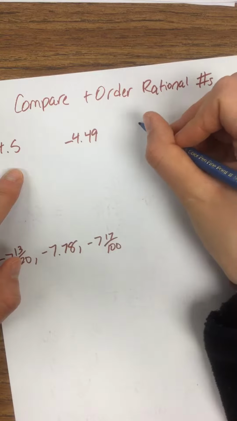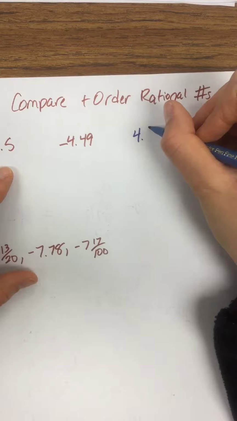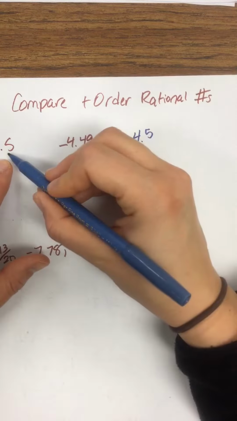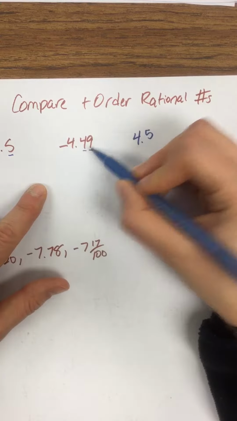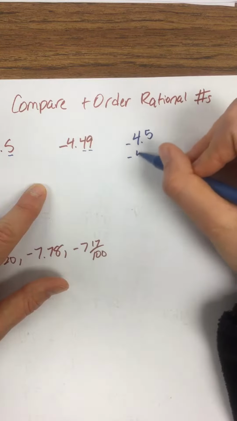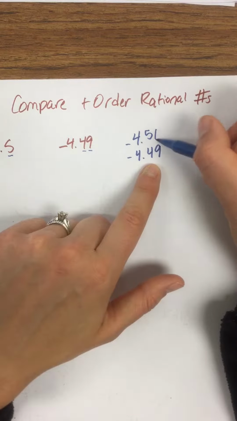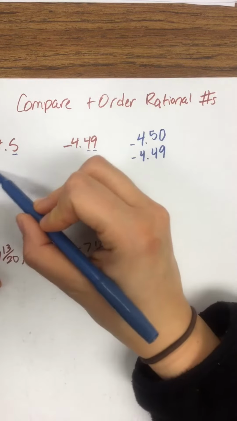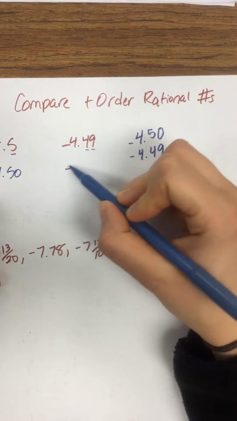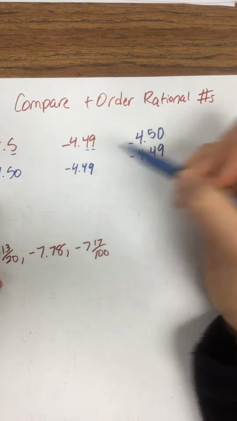what I always recommend doing is lining them up on top of each other, because this one only has a number in the tenths, while this one has a number in the tenths and the hundreds. So to fill that, I'm going to go ahead and put a 0. So now my numbers are -4 and 50 hundredths and -4 and 49 hundredths.